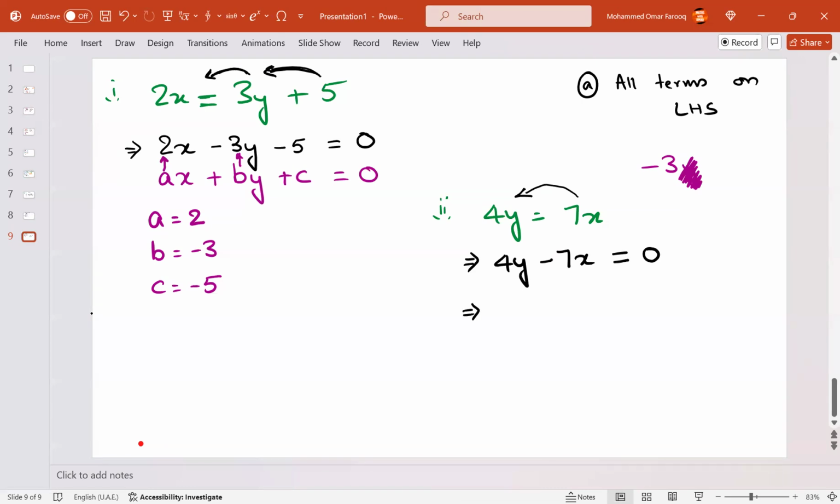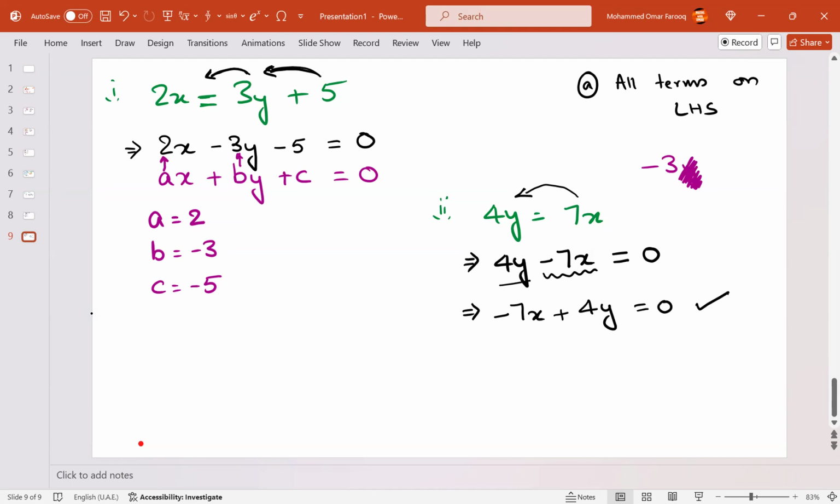In standard form, I told you the first one will be the x term, next the y term, and the third one the constant. So what is the x term here? It is minus 7x. Please don't say 7x, my dear students. It is minus 7x. And after that, the y term: plus 4y is equal to 0. So this can be the solution.